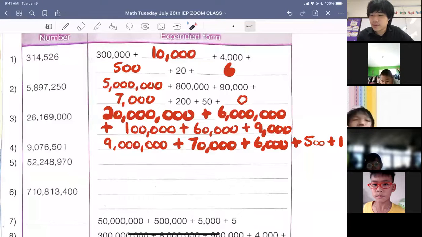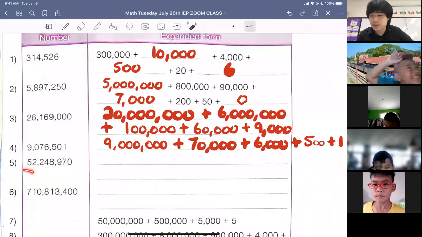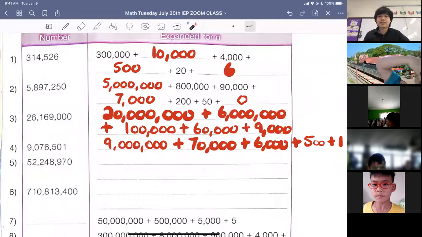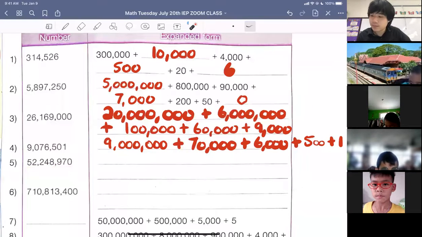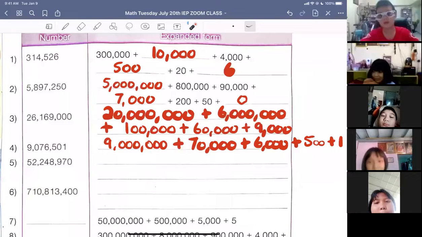All right. So number 5 from the homework. 52,248,970. Right? So this 5, what does this 5 mean?